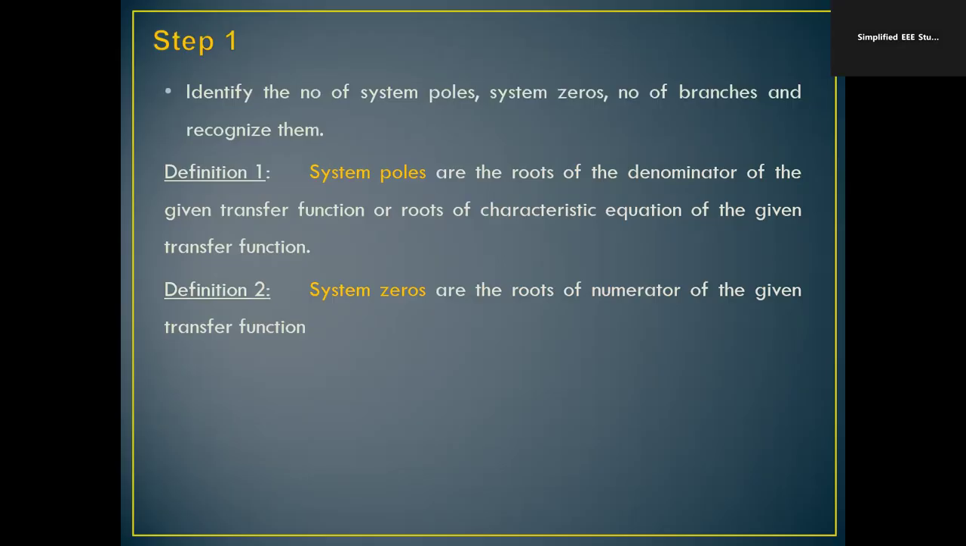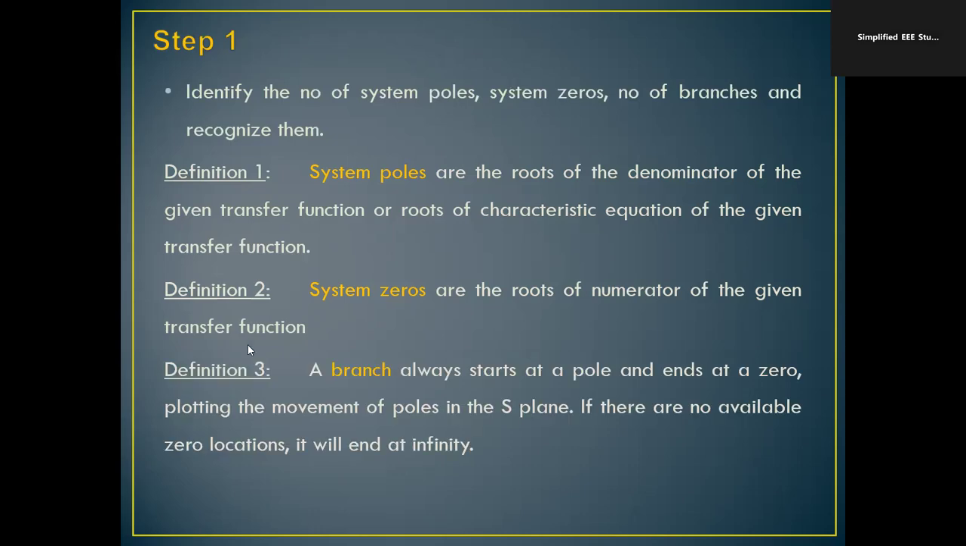Coming to the number of zeros, equate the numerator polynomial to 0, calculate the roots, and then you are able to get the zeros. Equate the denominator polynomial to 0 and you get the poles. Similarly, the branches need to be calculated. Remember that a branch will always start from a pole and end at a zero. Otherwise, if zeros are not there, it will start from the pole and go to infinity. That point you are supposed to remember.